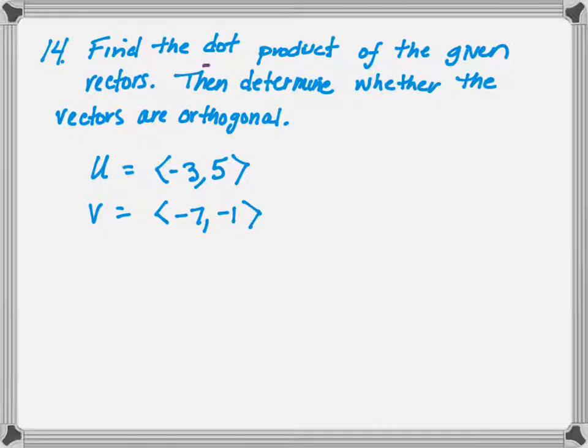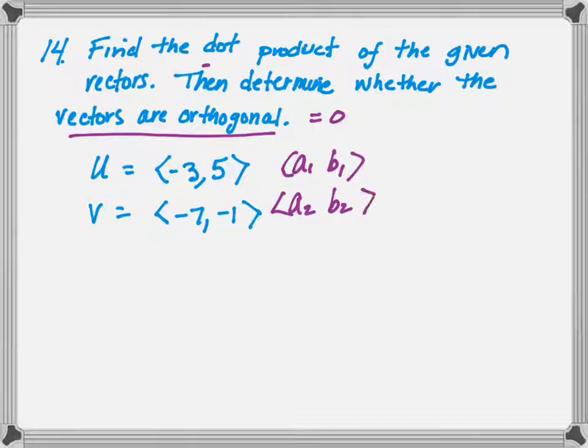This is the dot product of the given vectors, and then decide if they're orthogonal. So if the dot product equals 0, they're orthogonal. So that's what you need to know, equal to 0. So the dot product, you remember, is you multiply the A's and add the multiplication of the B's. So if this is A1, B1, and A2, B2, then the formula is A1 A2 plus B1 B2.